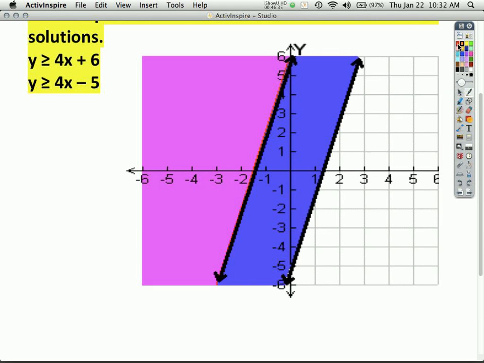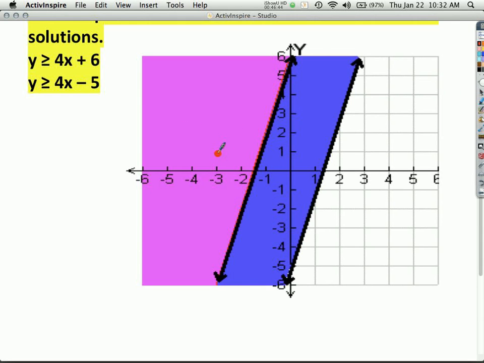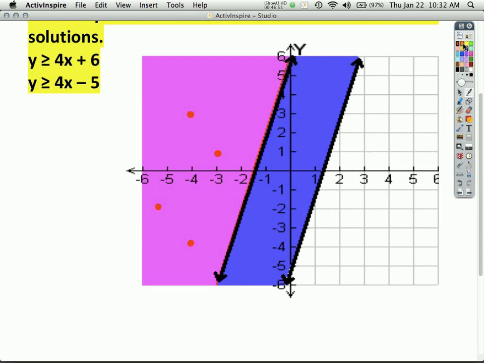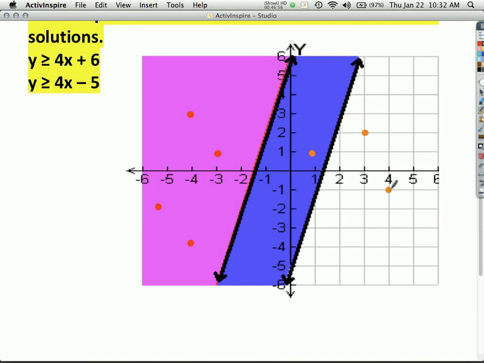You were asked to provide two solutions and two ordered pairs that were not solutions. Any point over here, and my grid is not evident, but any point over here would be a solution. Any point within this shaded region would be a solution, and any point out here would not be. So just check and make sure that you have ordered pairs that are within the purple shaded region and non-solutions were the ones outside.